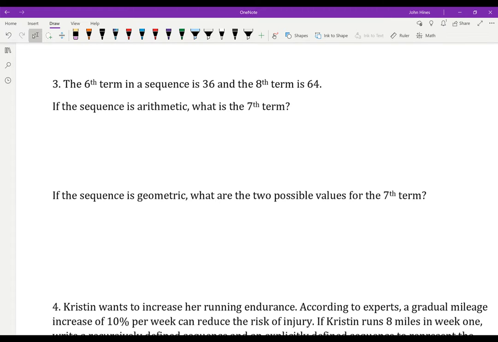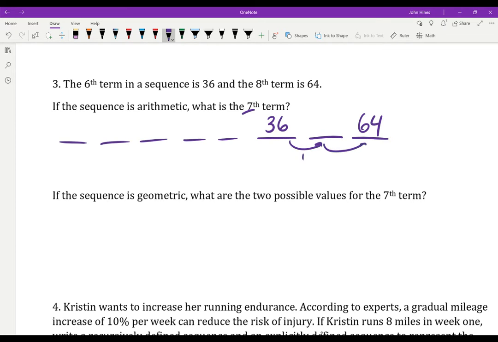So if the 6th term in a sequence was 36, ready? 1, 2, 3, 4, 5, 6. That's 36, sorry. And the 8th term is 64. If the sequence is arithmetic, what's the 7th term? So it's arithmetic, so I keep adding a common difference. So 36 plus 2 common differences brings me to 64.